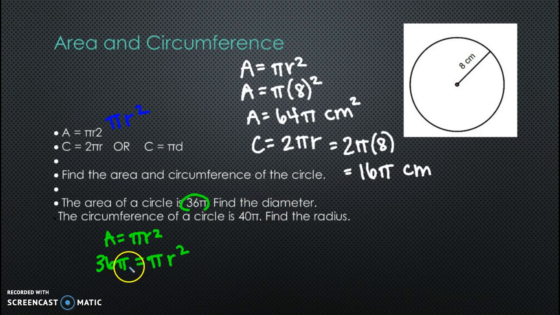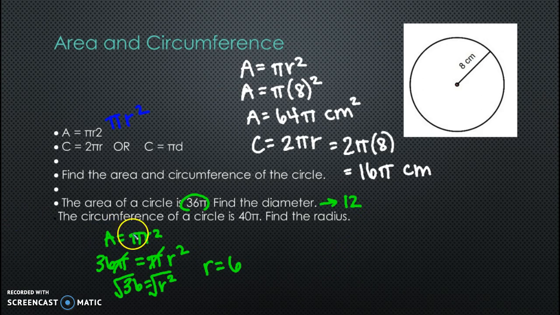So right now on both sides I have a pi, so I'm going to cancel those out, so we get 36 equals r squared, and then I'm going to take the square root of both sides. So technically I get the radius is positive and negative 6, but I can't have a negative length, so I just use a positive. So my radius is 6, which means my diameter is 12.